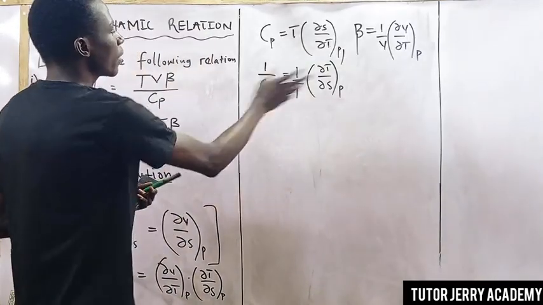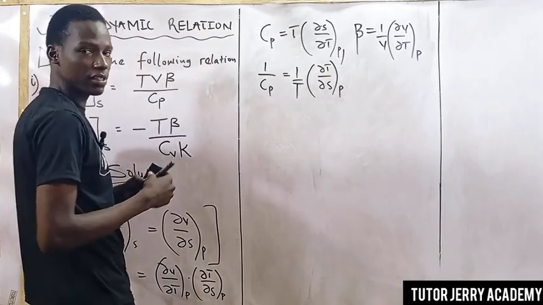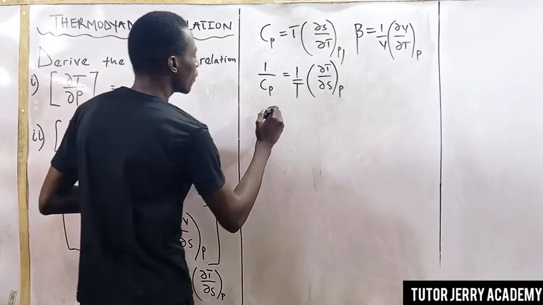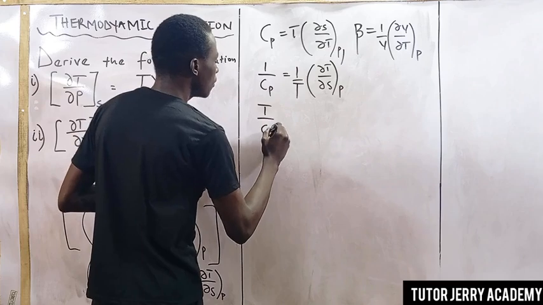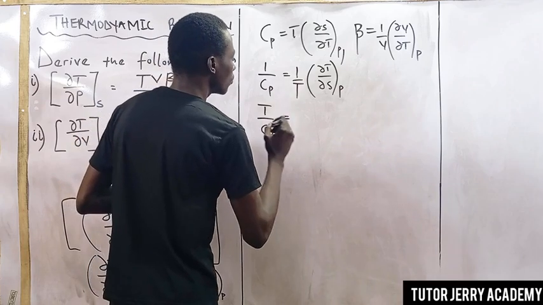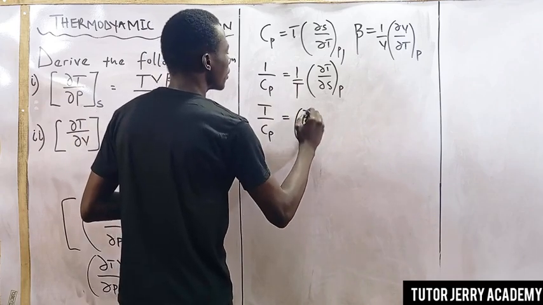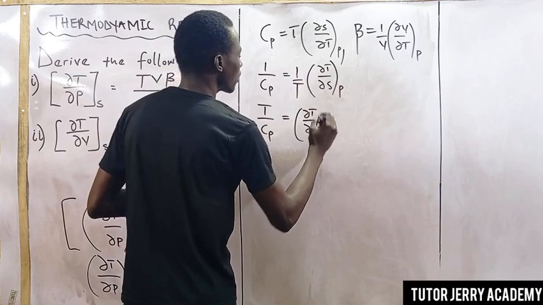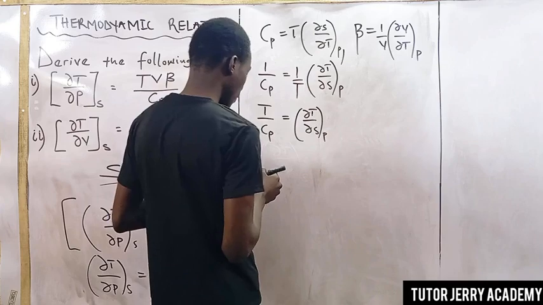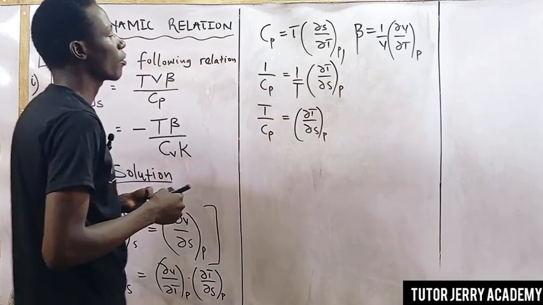This is what we have. Next, we are going to be multiplying this equation, that is both sides, by T. To do that, we are going to have T all over Cp to be equal to the partial derivative of T all over the partial derivative of S keeping P constant. This is what we have.